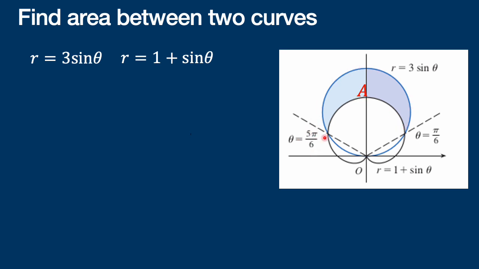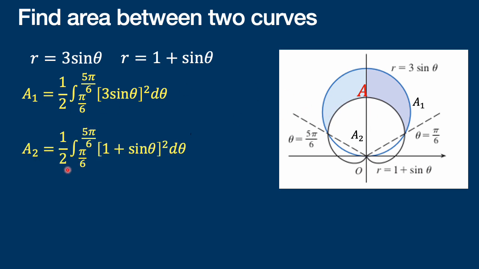So the outside is going to be A1, and the inside is going to be A2. Find A1 first. A1 is 1/2 times the integral, so where do we start and stop? Theta is from pi over 6 to 5 pi over 6 of (3 sine theta) squared d theta. A2 is the inside curve: 1/2 times the integral from pi over 6 to 5 pi over 6 of (1 plus sine theta) squared d theta.